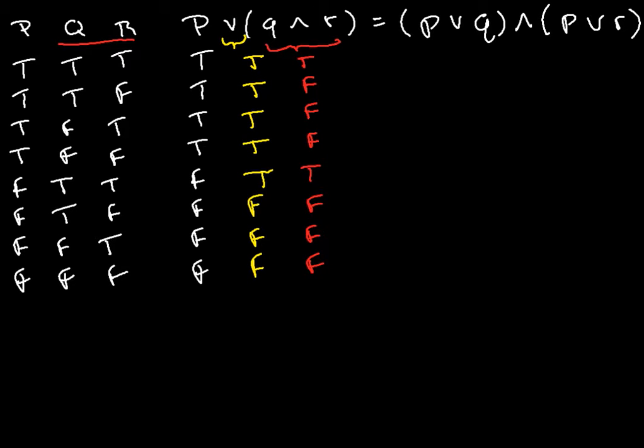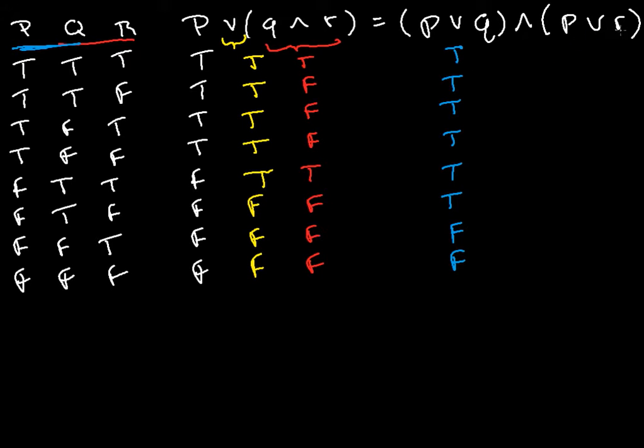So let's do P or Q. We'll do that in blue. P or Q. True, true is true. Anything with a true in it is going to be true. So we're just going to look for anything with double falses. We see the bottom two are both false. So we can just write false, false, and then true the rest of the way. That's right. 6 plus 2 is 8.